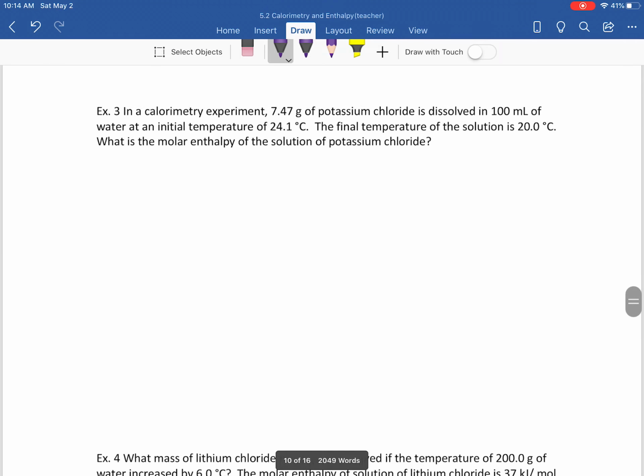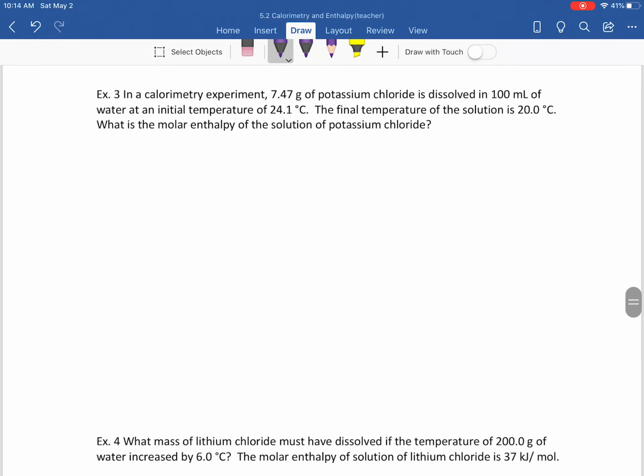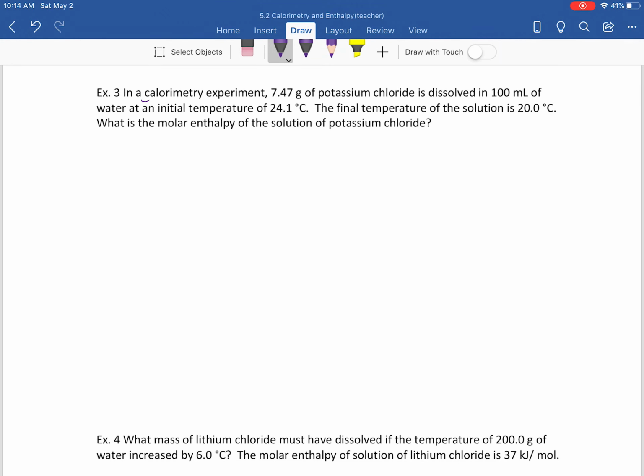All right, next question. There are 2 more. Now, in a calorimetry experiment, this is a biggie. There are always questions like this on an exam, and in first year you're going to have to do calorimetry questions as well. So let's make sure we understand what's going on first. Let's read the question.